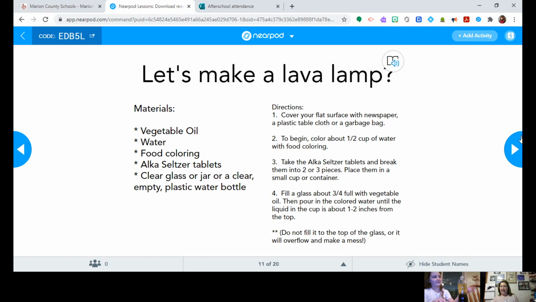So that carbon dioxide gas is picking up that water with that coloring, bringing it up through the oil, and then when those bubbles pop at the top, it drops my bubbles of water back down to the bottom because they are denser. So every time I put an Alka-Seltzer tablet in here, I'm going to make a what? Bubbles. Mine turned black at the bottom.